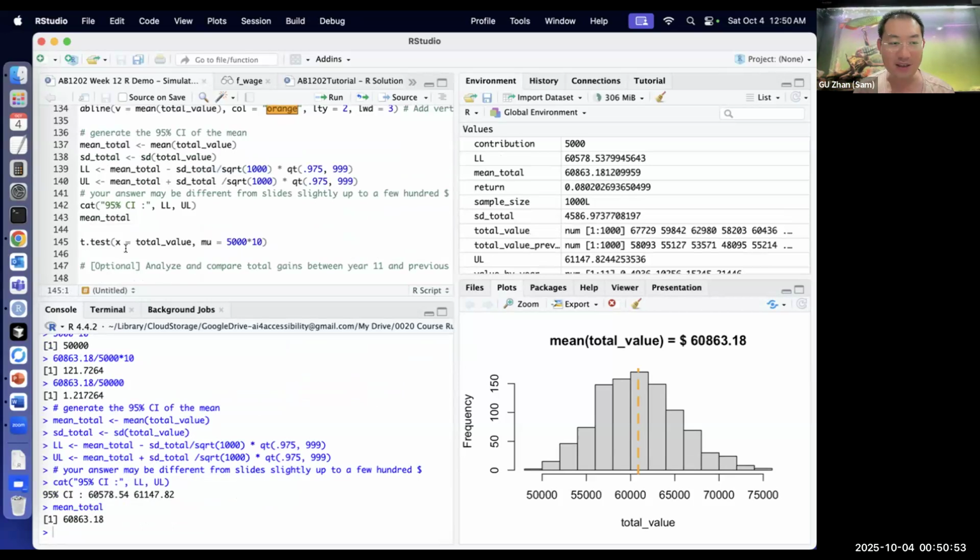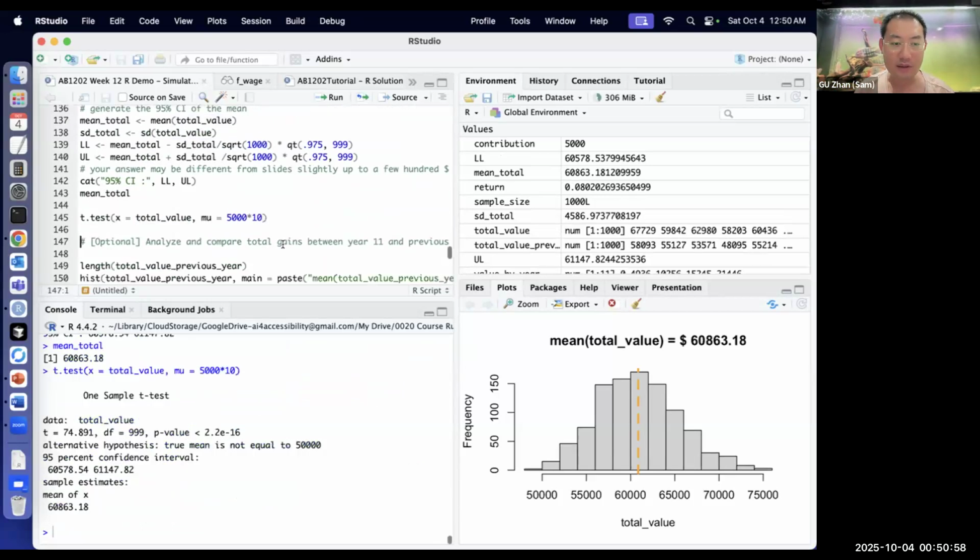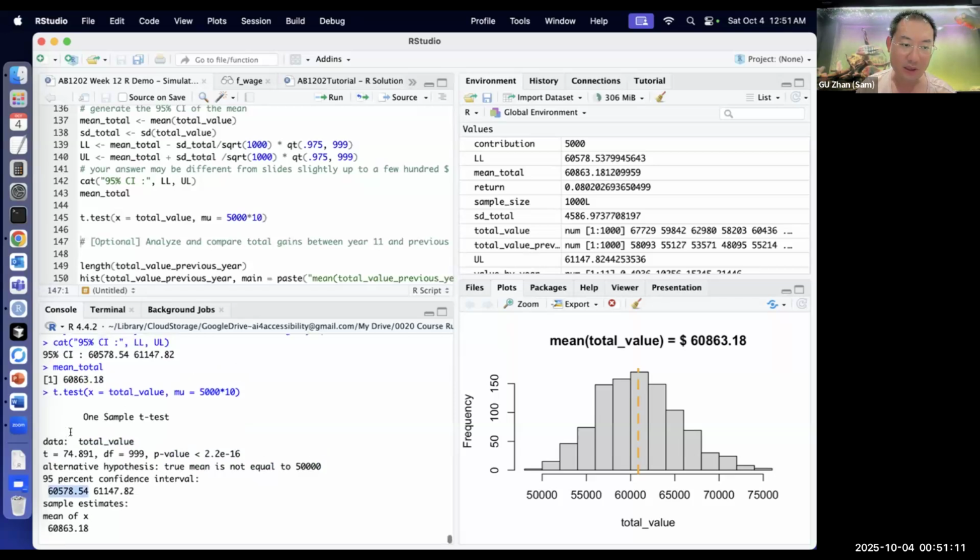Actually, you can use a t-test as well. So total value, t-test. Then you can also obtain the confidence interval immediately, which will be the same as your manual calculation using margin of error, sample mean plus minus margin of error. So they are the same.